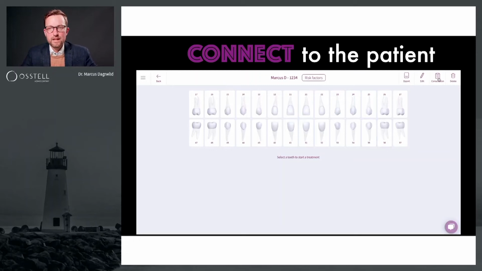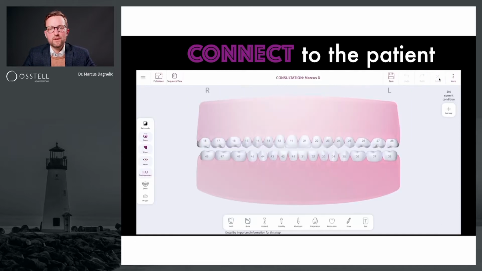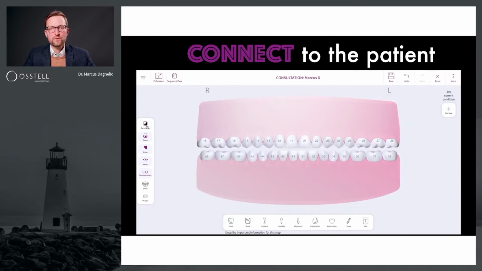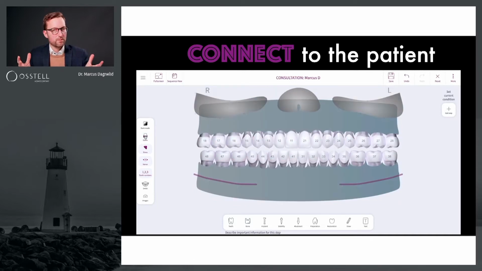What you're seeing that I'm clicking on is a newly launched tool called ConsultationTool. And this is a really, really neat thing within the software. Because what we're lacking today many times in the chart systems is that we don't have something that is intuitive, meaning also that we can build up and set up the treatment of the patient more or less step by step.